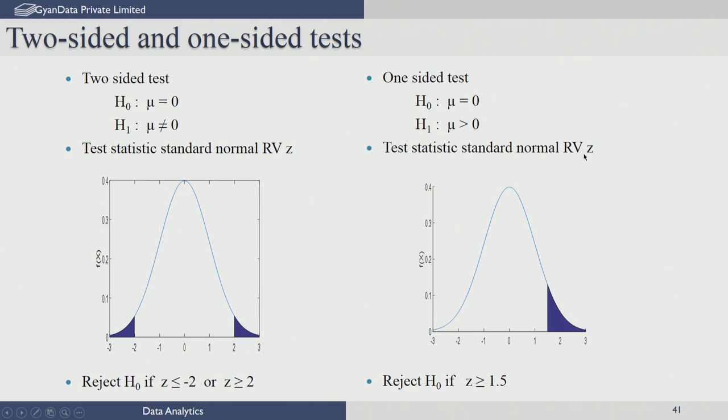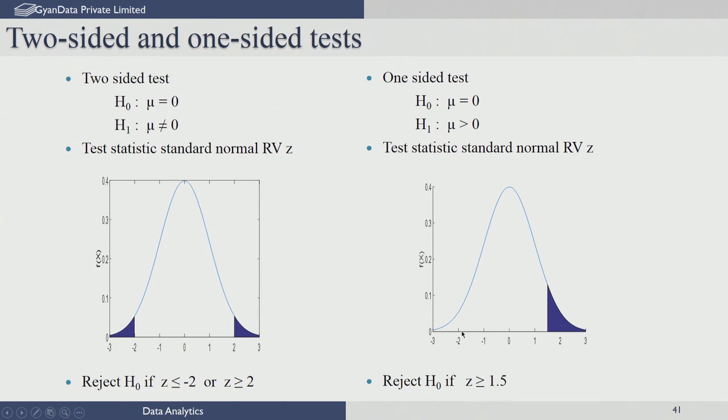In this case, let us assume that you again have computed a test statistic based on the observations, and that is a standard normal test statistic. Then we only have an upper threshold, because we want to reject the null hypothesis only if the mean is greater than 0. So, if the statistic is greater than a threshold, then we reject the null hypothesis. Here I have chosen an upper threshold of 1.5, and we reject the null hypothesis if the statistic happens to be greater than 1.5.